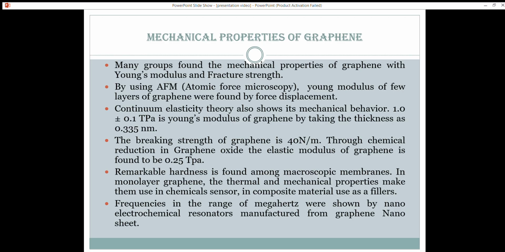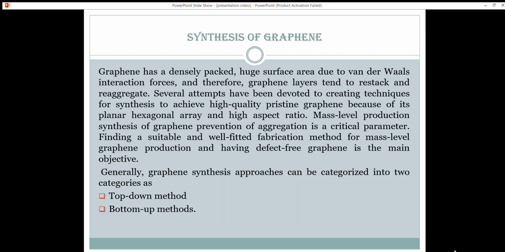In monolayer graphene, the thermal and mechanical properties make them useful in chemical sensors, and in composite materials they are used as a fiber. Now we will see what the frequencies of graphene are. Frequencies of graphene lie in the range of megahertz, as shown by nano electromechanical resonators manufactured from graphene nanosheets.